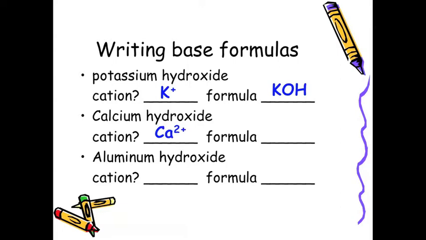Calcium hydroxide, Ca+2. Remember that OH goes in parentheses, so that means there's a 2 on the outside, crisscross method. Hopefully you remember that. Aluminum hydroxide, aluminum has a +3 charge. Do the crisscross method, you get Al(OH)3.